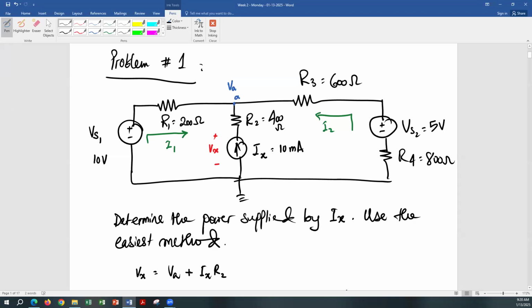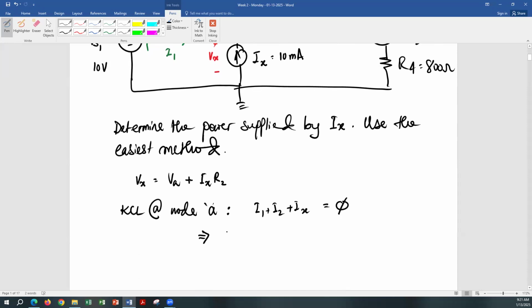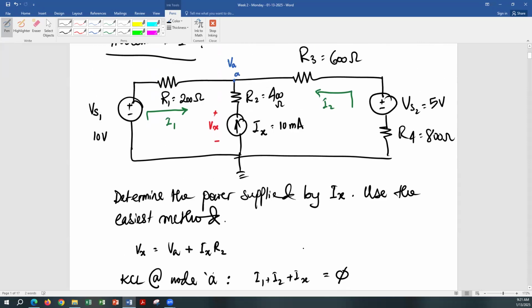Vs1 minus Va over R1. Voltage at this side is Vs1, voltage at this side is Va, divided by R1. That's Ohm's law. So Vs1 minus Va over R1. All right, I2. What is I2?